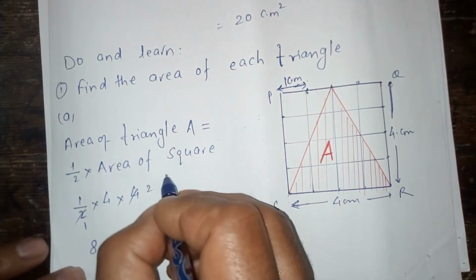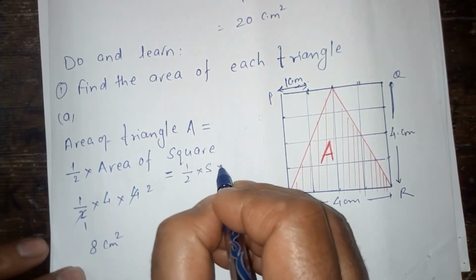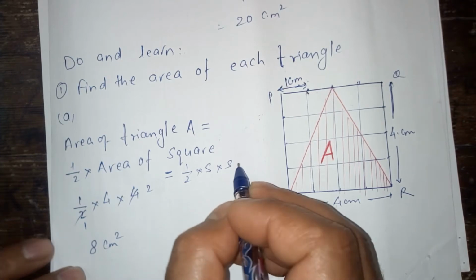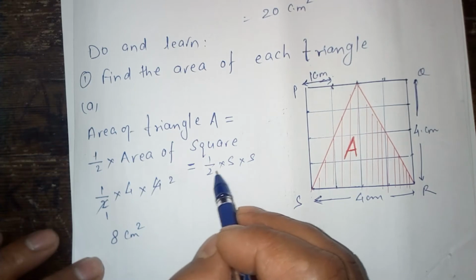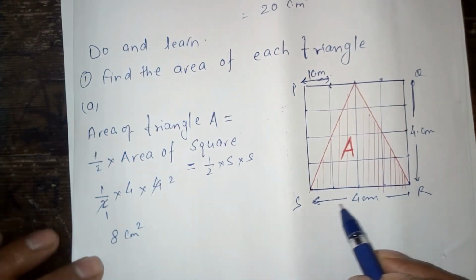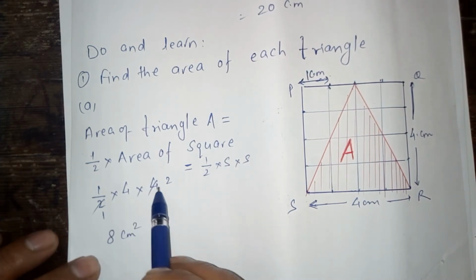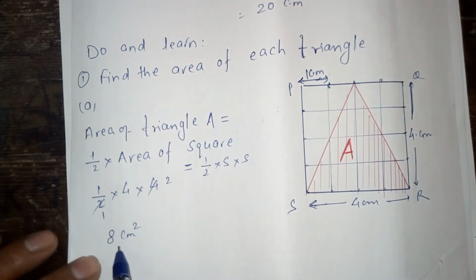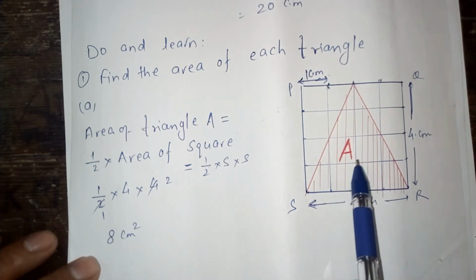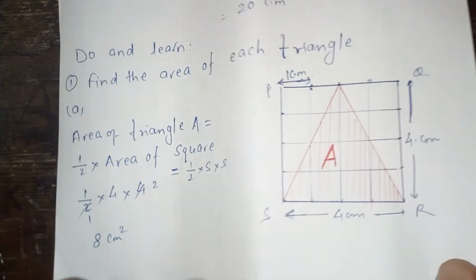Okay, now look here. Half into area of square, where area of square is side into side. S stands for side. All sides are 4 centimeter, so half into 4 into 4. 2 1s are 2, 2 2s are 4, 4 2s are 8, 8 square centimeter is the area of triangle A. Okay, so this is the required answer for your required question.